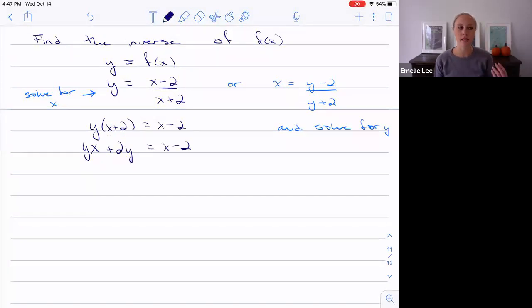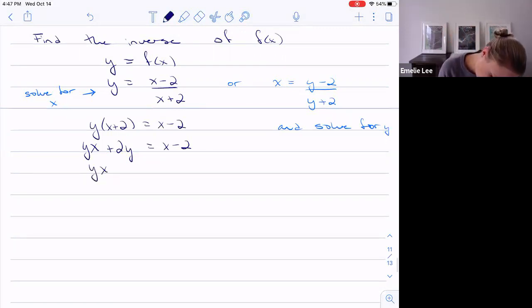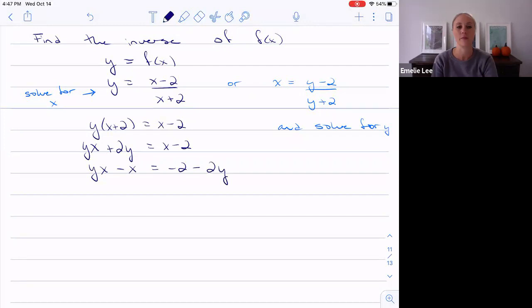I'm trying to solve for x, so I'm going to move everything that has an x in it to the left-hand side and everything that doesn't over to the right-hand side. So now I've got yx minus x is negative 2 minus 2y. All right, just kind of whoosh, smushing them over.